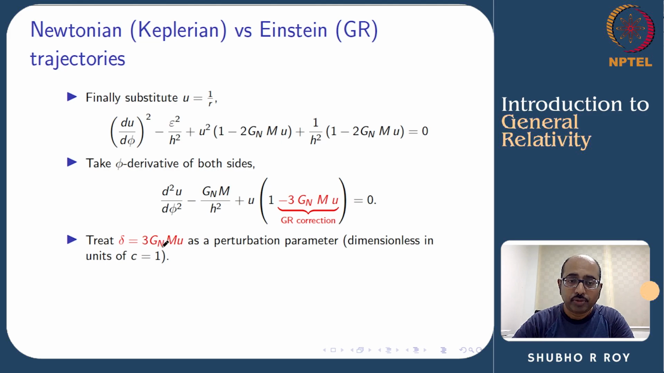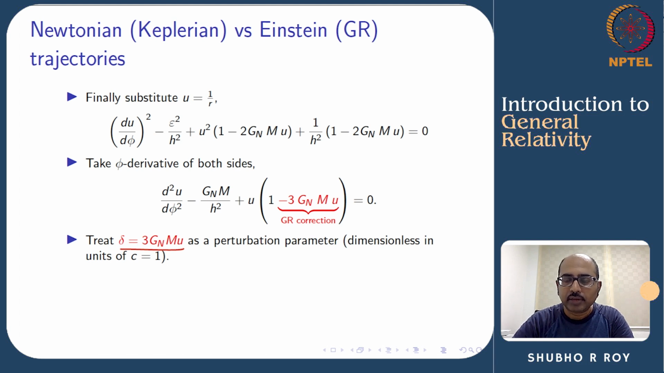Now, they mentioned that this extra term, minus 3 g Newton mu, which I've denoted, without the minus sign, by delta, will serve as a perturbation parameter. It will serve as a perturbation parameter because it is dimensionless in units of c equal to 1. If you are working with SI units, then you have to define it by dividing it by c squared. But let's say I'm persisting with c equals 1 units, in which this ugly factor of c squared is not there, and I can treat this delta as a perturbation. Of course, I have to justify and show that indeed this is the case.